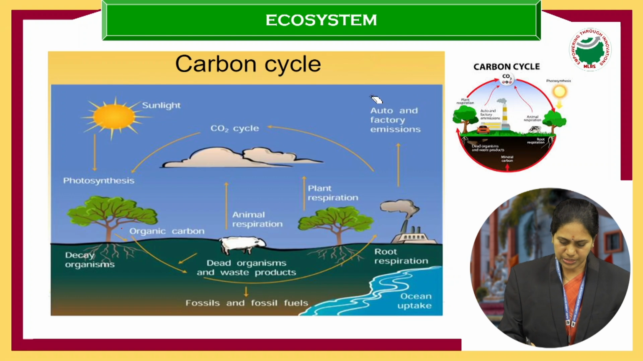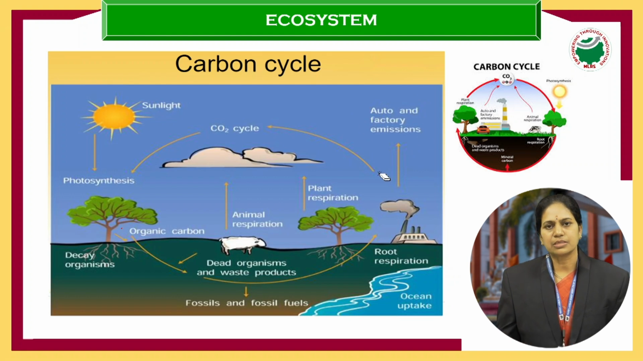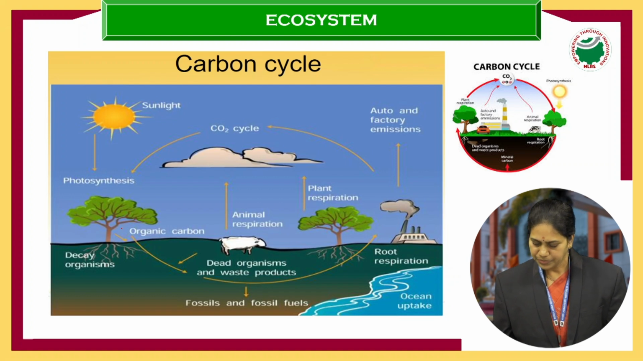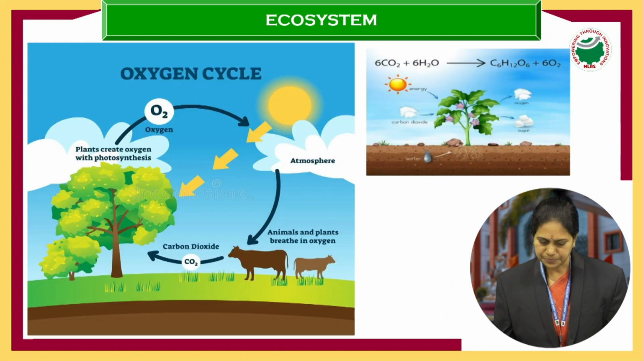So, when we stop this, definitely the cycle will go on in nature. As I told you, one of the functions of an ecosystem is cycles. All the cycles are going on. It is regulating those cycles so that life sustains on this particular planet. Okay, that is all about the carbon cycle.